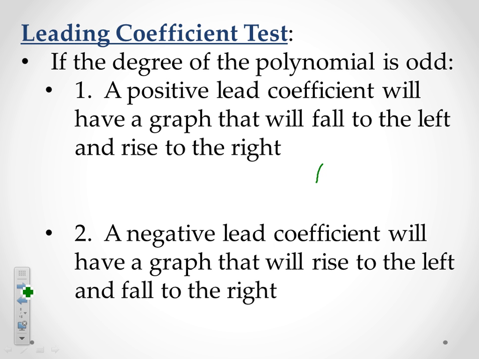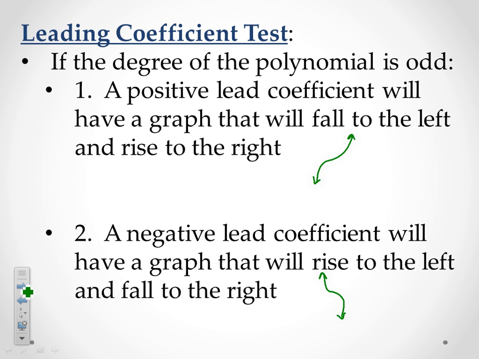Think, one odd power could possibly be x to the 3rd, and we already know that function falls to the left and rises to the right. Two, if a negative lead coefficient is there, now you're going to have a graph that's going to rise to the left and fall to the right. Well, that negative out front would be like the reflection spot. So if you think about these logically, we already knew this. Our number 1 and 2 are related based on information that we learned in chapter 2.